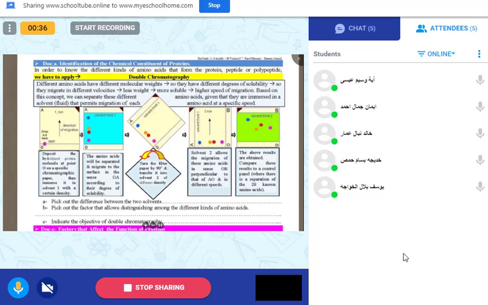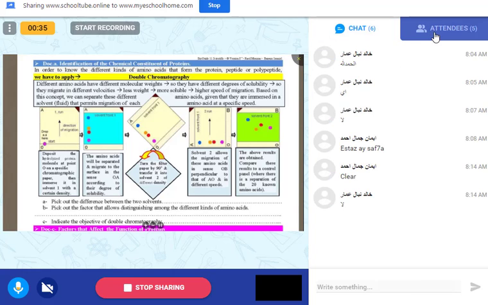So now I will separate amino acids according to their solubility, to their mass, how fast they can move inside this solvent or inside this liquid. Okay? How they can move inside this liquid. Okay. Any question? Okay.